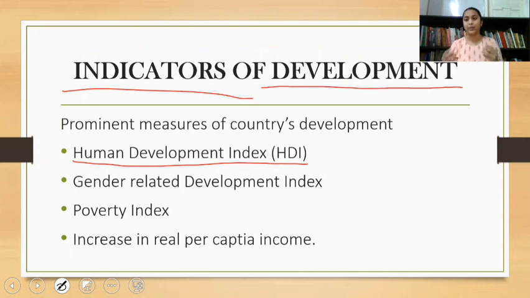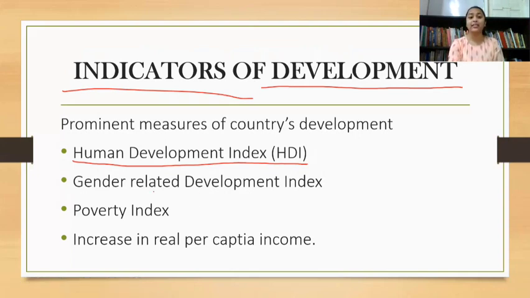real per capita income, when we talk about the standard of living, अगर ये तीनों चीजें improve हो रही हैं, education, health, quality of life, then we talk that the human is developing, progress is being made, and that is what human development index is all about. It tries to gauge the improvement in education, health, as well as the standard of living of an individual.